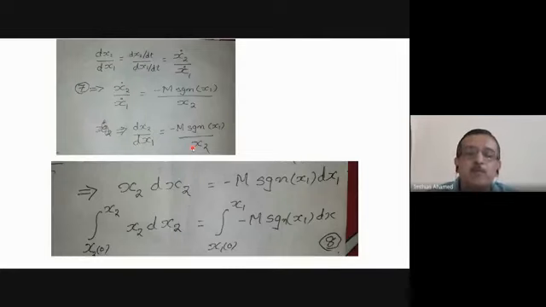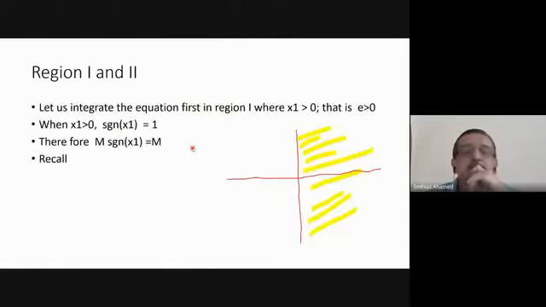Anybody? Because linear there is no use. I want you to think, and then if I tell you, that will make sense. How will I integrate a signum of x1? Anybody? Okay, I want to keep up my word, so I will explain. Next slide. We will do this integration as follows.